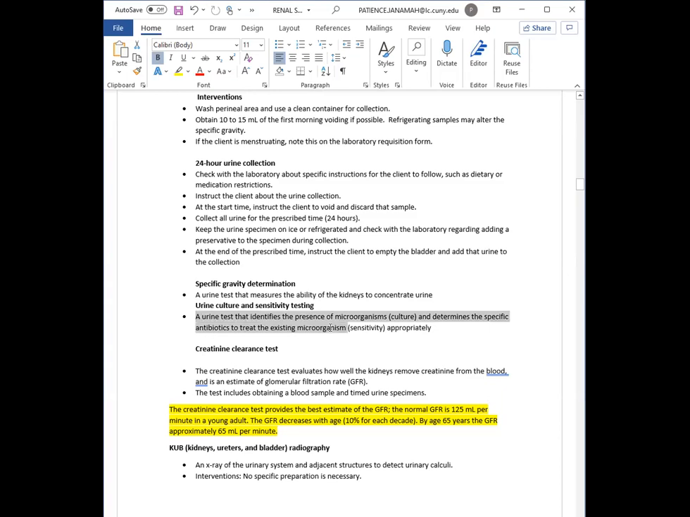Now the urine culture and sensitivity test macro determines the specific antibiotic to treat the existing problem.